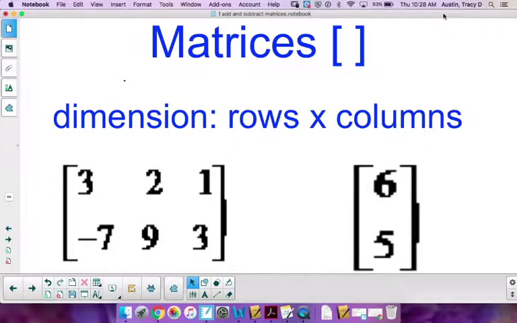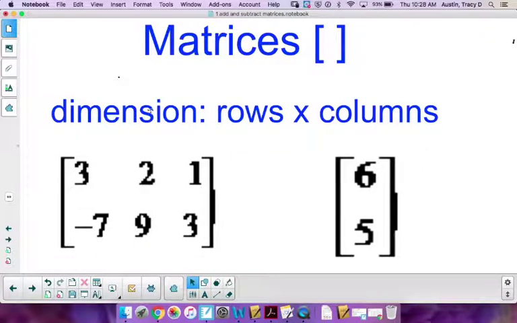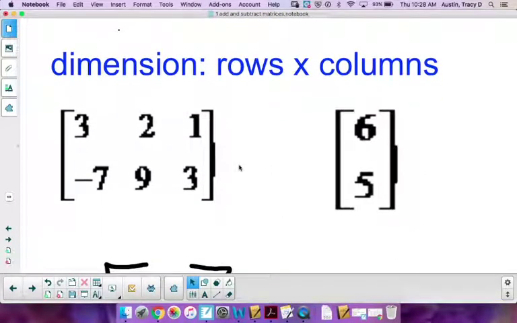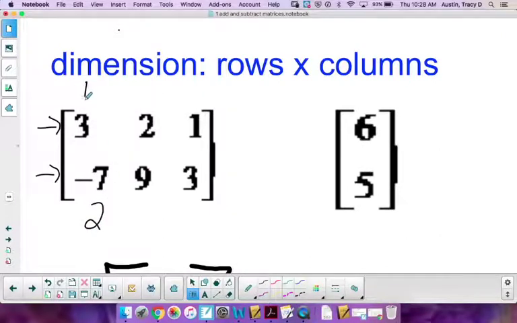Okay, so I've actually figured out how to do it. Dimension is rows by columns. So let's talk about this first matrix. How many horizontal rows going across does it have? It has 2. And how many vertical, going up and down columns does it have? 1, 2, 3. So this is a 2 by 3 matrix, and that's how it's described.